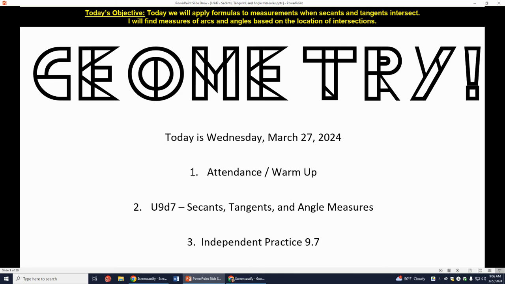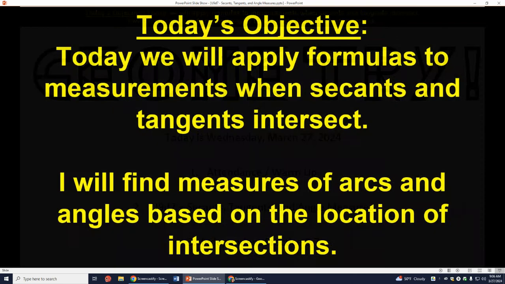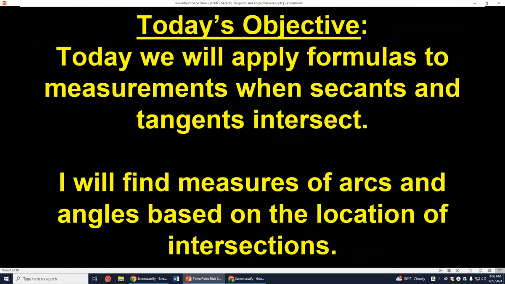Hi, today in this lesson we're going to look at Unit 9, Day 7, Secants, Tangents, and Angle Measures. Our objective is today we will apply formulas to measurements when secants and tangents intersect. You should be able to find measures of arcs and angles based on the location of intersections.